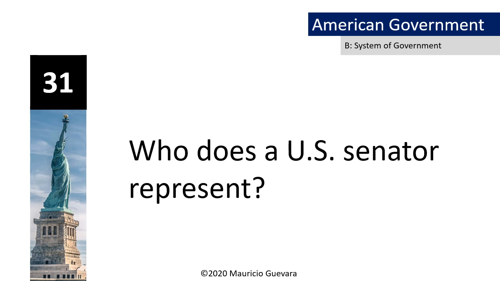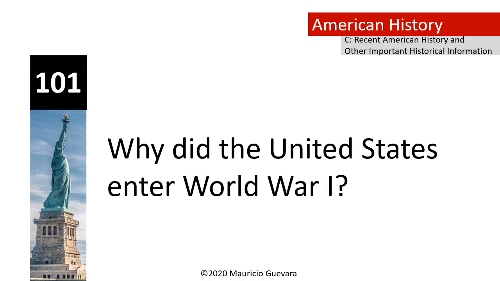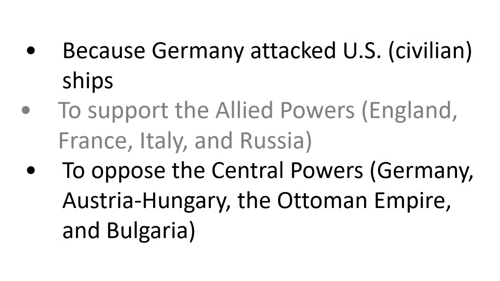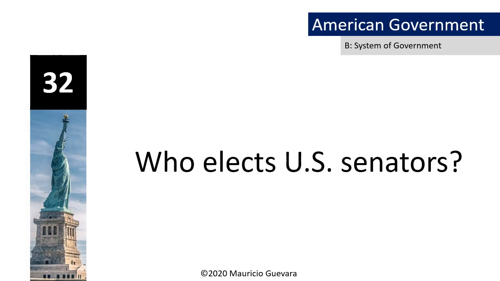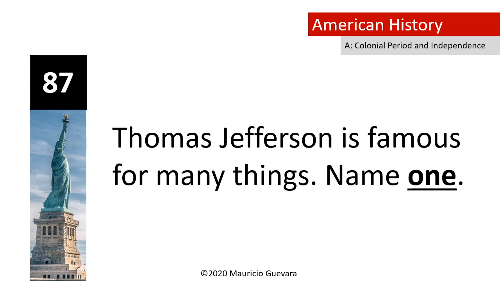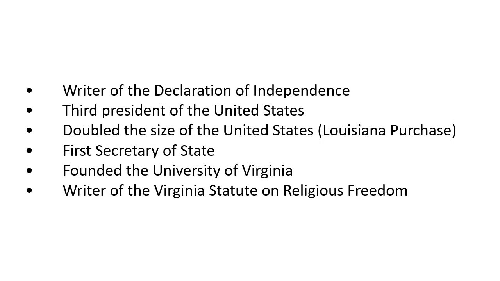Who does a U.S. Senator represent? Citizens of their state. Why did the United States enter World War I? To support the Allied powers. Who elects U.S. senators? Citizens from their state. Thomas Jefferson is famous for many things. Name one. Writer of the Declaration of Independence.